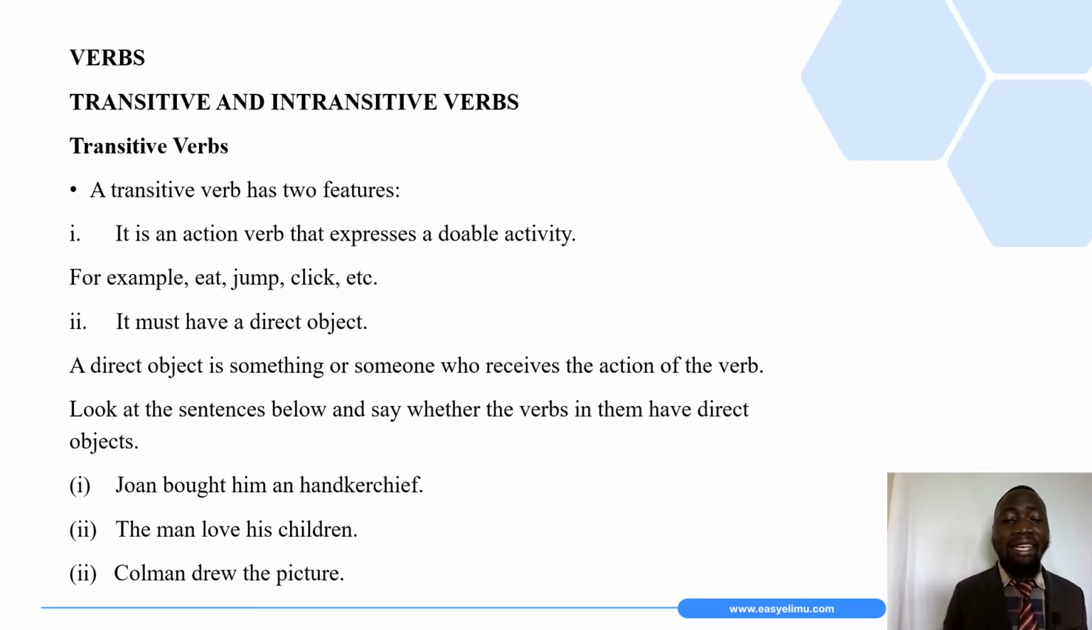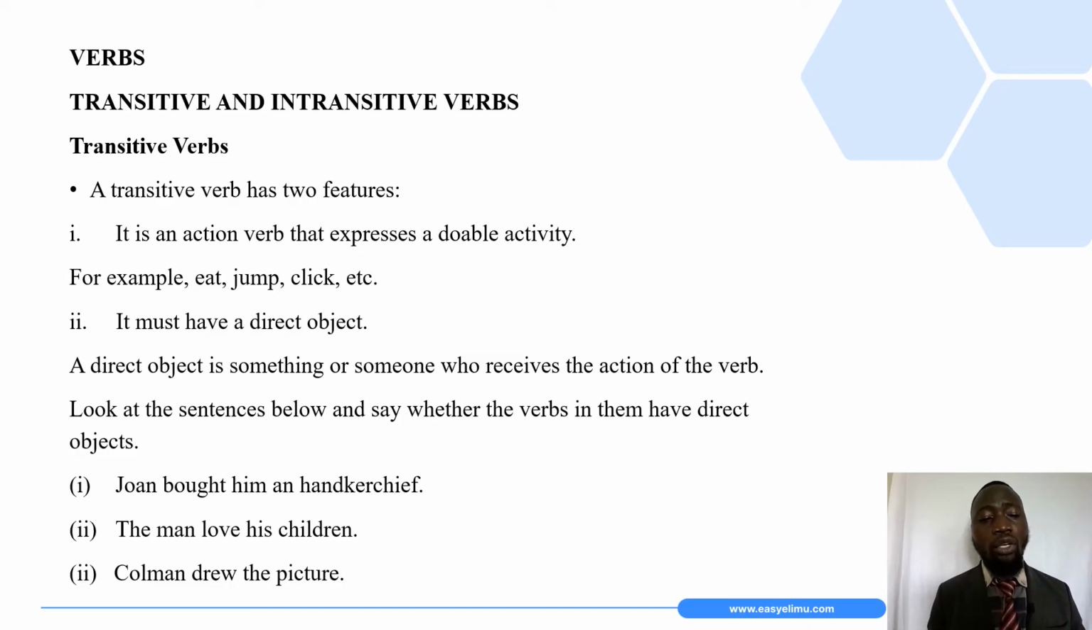Then there is the receiver of an action that is indicated using the pronoun him. Then again, looking at the second sentence, the man loves his children, there is the subject, that is the doer of the action, which is the man. Then we also have an action verb, that is love. Then we also have now the receiver or the direct object that we are required to identify, which is his children.